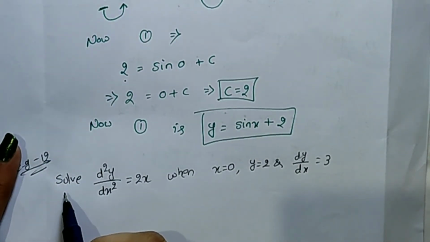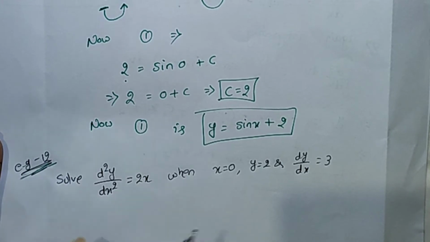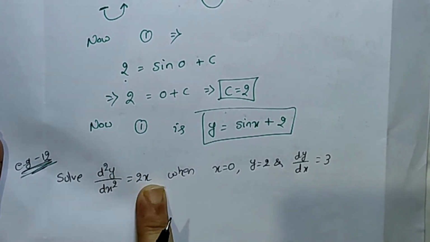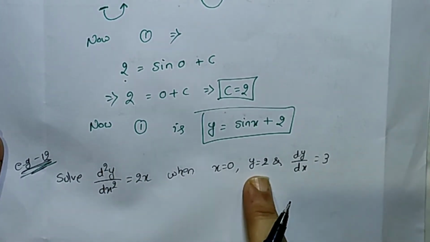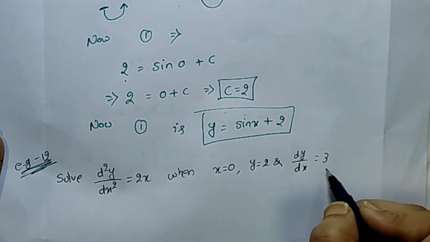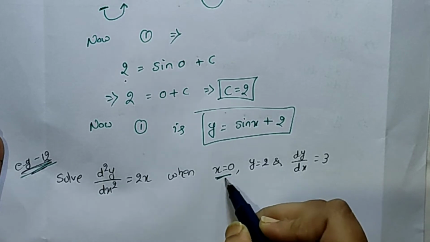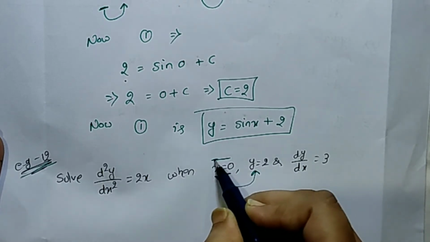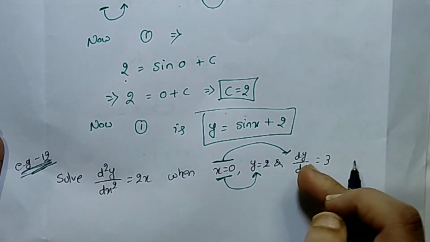Now our question is example 12. Solve d square y by dx square is equal to 2x, when x is equal to 0, y is equal to 2 and dy by dx is equal to 3. What does it mean? It means when x is equal to 0, y is equal to 2, and when x is equal to 0, dy by dx is equal to 3.